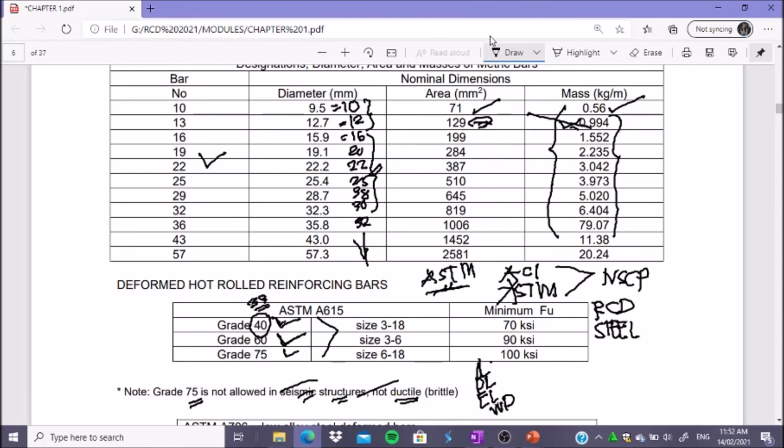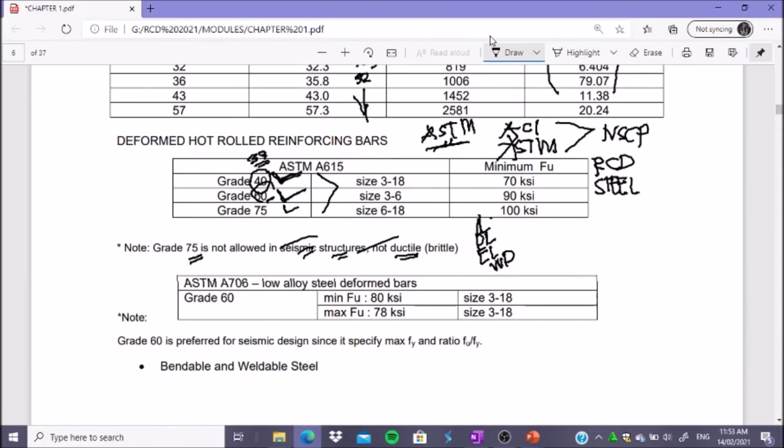For medium rise, it is grade 40 and grade 33. Grade 40 is okay, and we can say it is good. Grade 60 may not be available in the market here, but in the mainland, this is what is usually used, grade 60. By the way, grade 40 ranges from size number 3 to 18, then size 3 to 6 for grade 60, then size 6 to 18, with maximum FU of 70 KSI. In the textbooks I will give you, there are conversion factors.